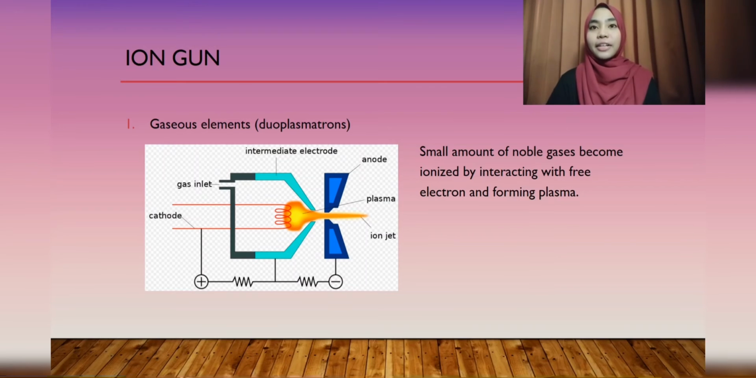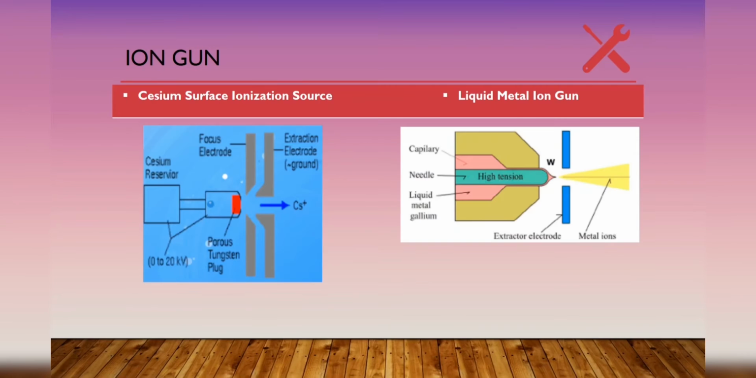First of all, ion guns consist of three types. The first are gaseous elements that are usually generated with a duoplasmatron. This type of ion gun is easy to operate and generates roughly focused but high current ion beams. A small amount of noble gas such as argon and neon becomes ionized by interacting with free electrons and forming plasma.